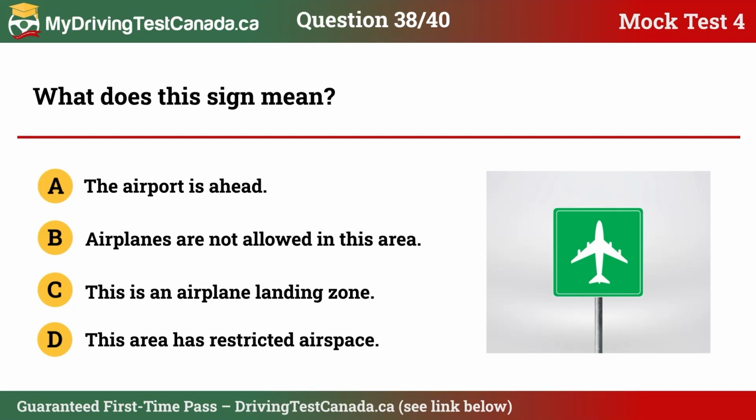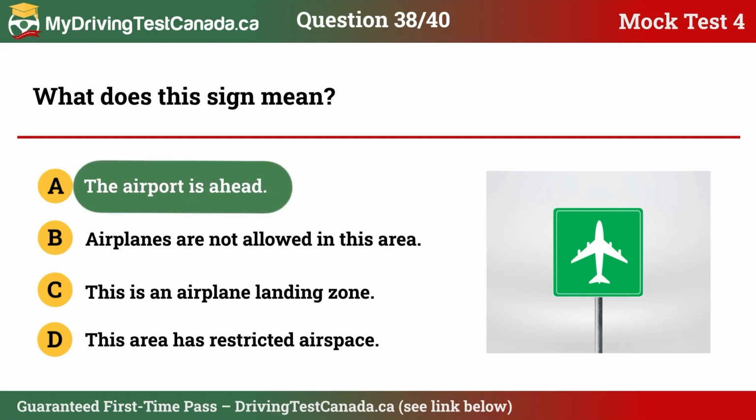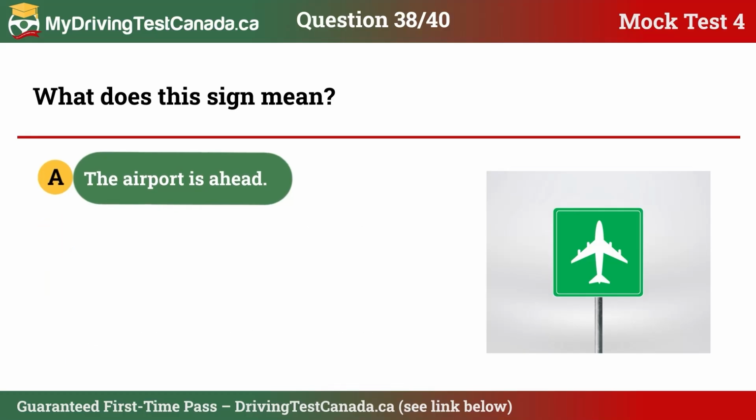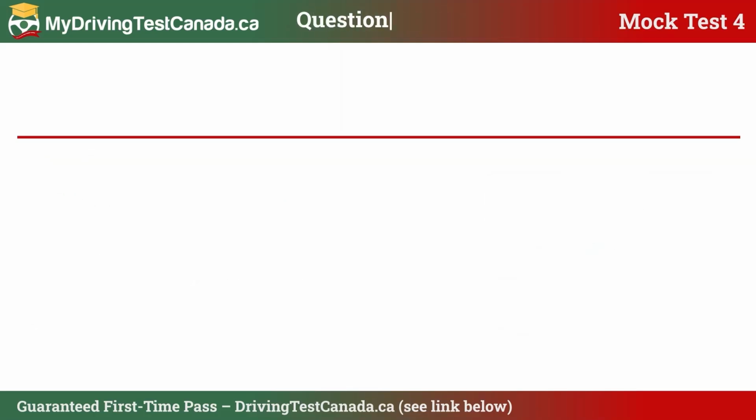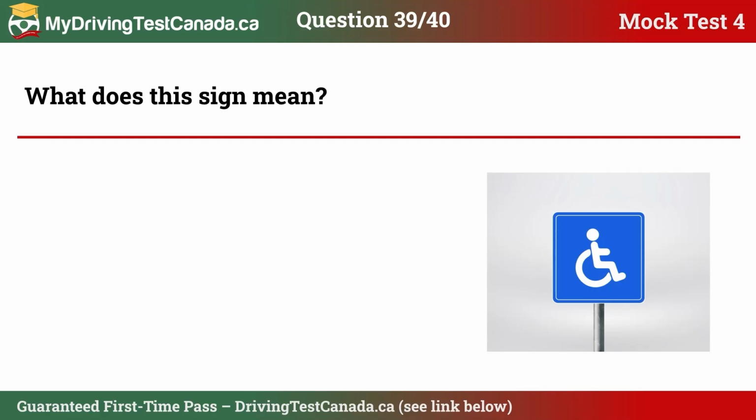The correct answer is A. The airport is ahead. Explanation. The sign is a guide sign that indicates an airport is ahead. It is used to help drivers find their way to an airport or nearby access roads. Question 39. What does this sign mean?